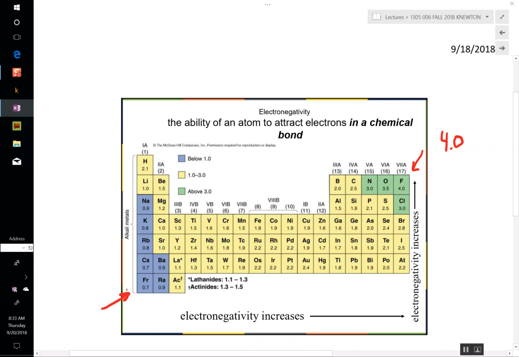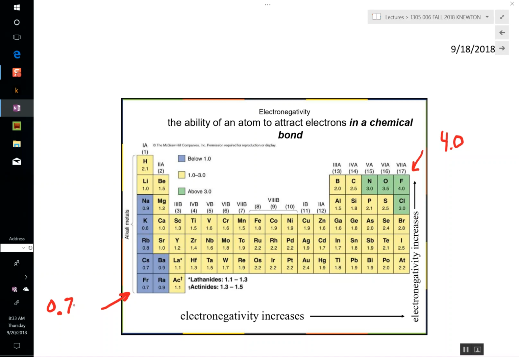Francium, way down here. All right, so down in this corner, and notice 4, 3.5, 3.0, 3.0, 2.5. The big numbers are up here. Now, we've left out a group here, right? We've left out the noble gases. So don't think you're looking at a periodic table. This is a table of electronegativities laid out in the pattern of a periodic table.